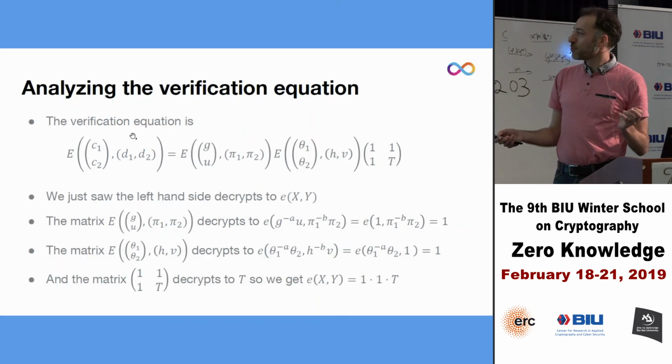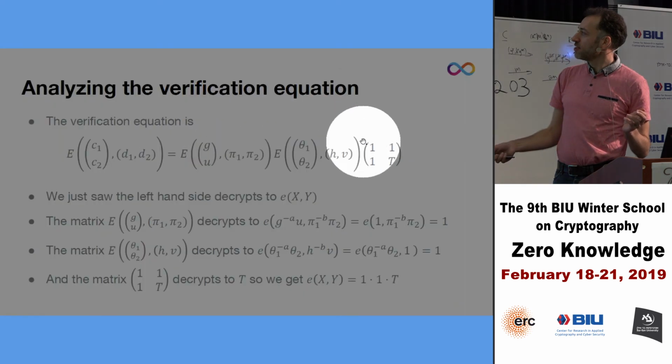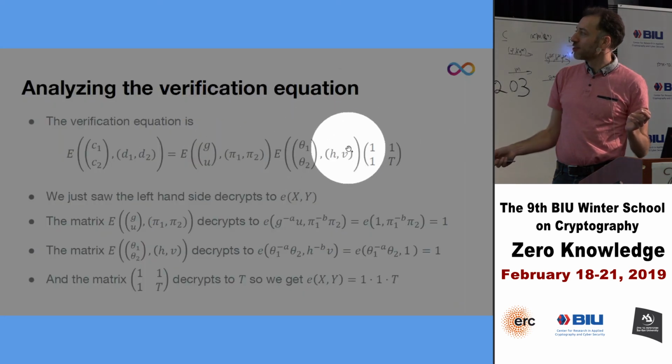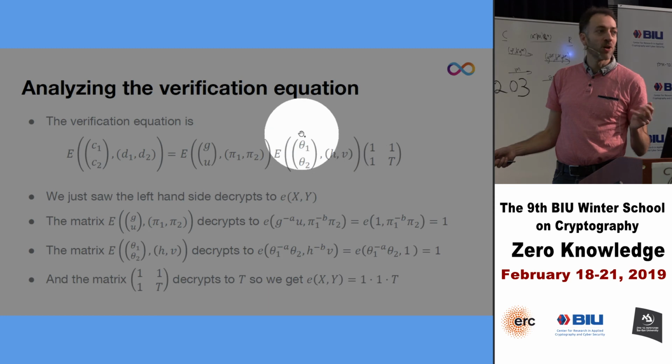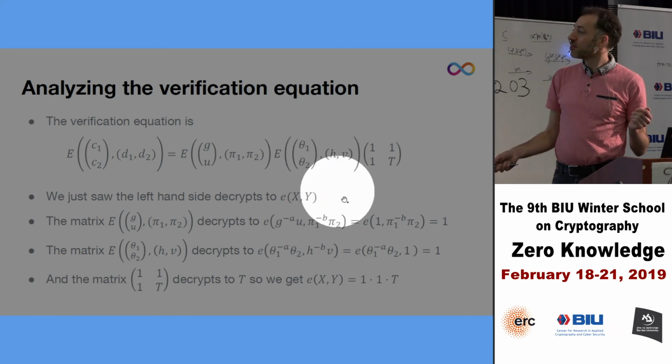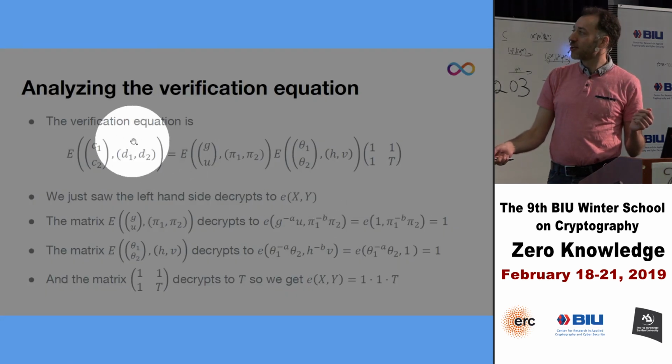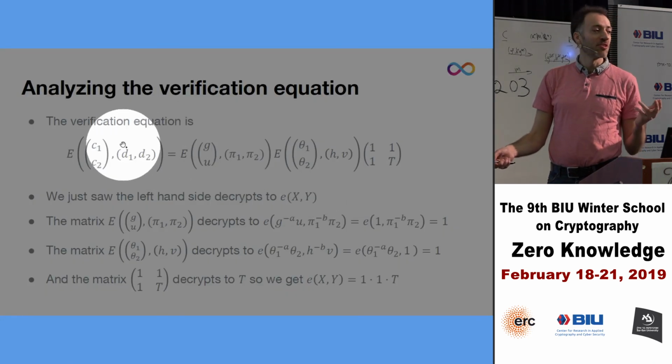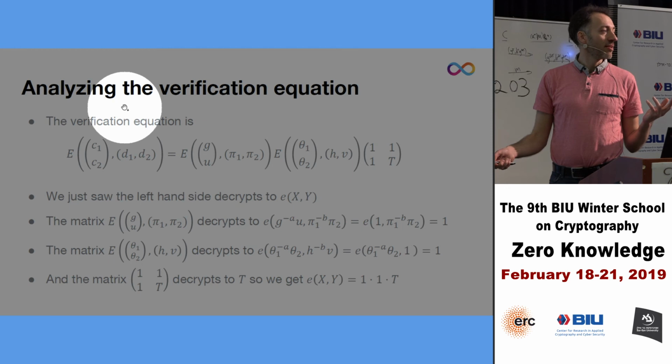And what about decryption along the rows? If I decrypt this one along the rows, it's just going to give me 1. It cancels out. If I decrypt this along the rows, it'll give me the secret plaintext Y.